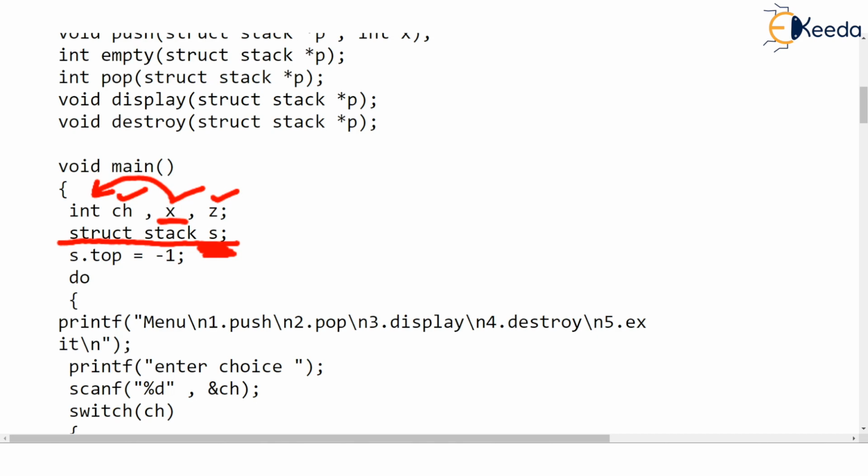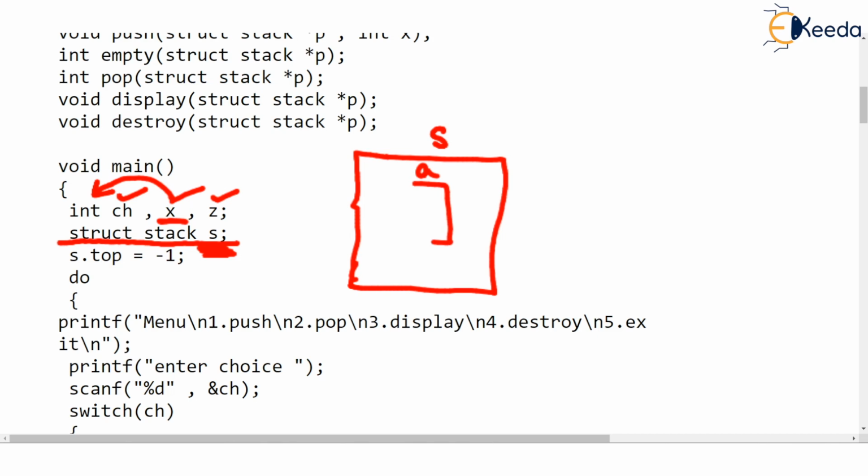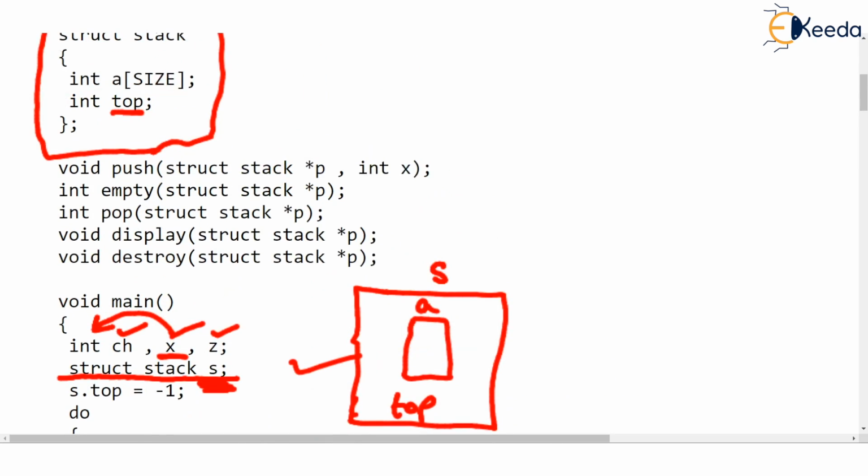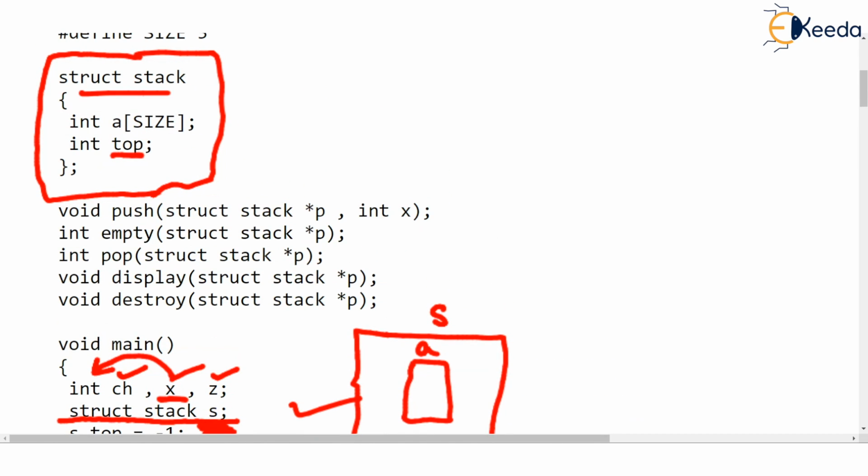So if s is a variable of type stack, then s will definitely be a big box. And this box is going to contain two things: an array of fixed size and a counter called top. Because anything which is of type stack will be a stack, and a stack has two things, as you saw from our declaration.